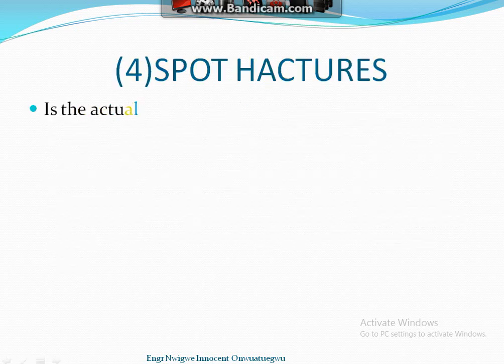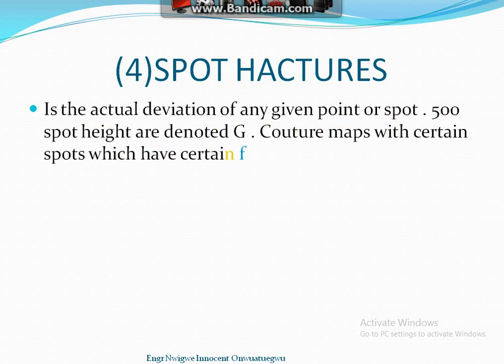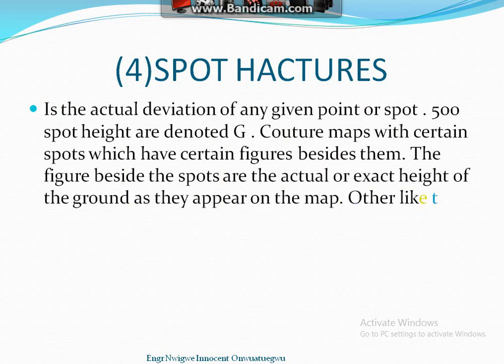4. Spot heights. This is the actual elevation of any given point or spot. 500 spot heights are denoted. Contour maps have certain spots which have certain figures beside them. The figures beside the spots are the actual or exact height of the ground as they appear on the map. Others, like the spot height, are A.